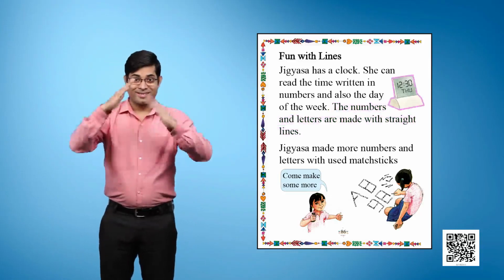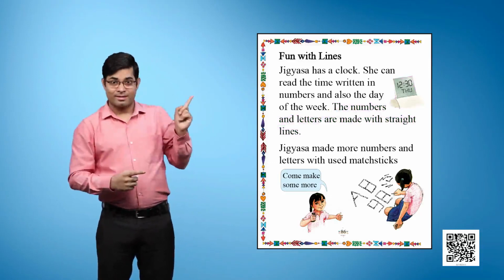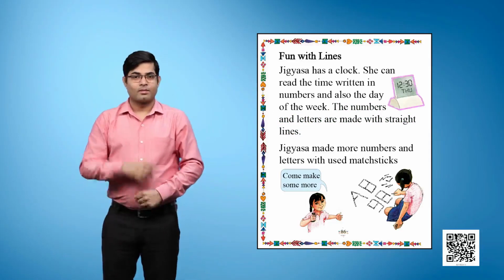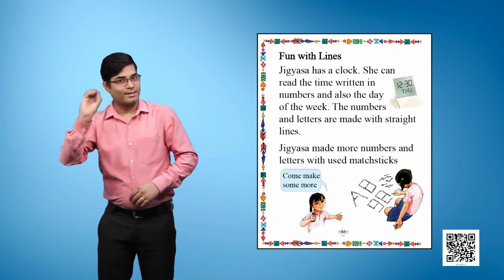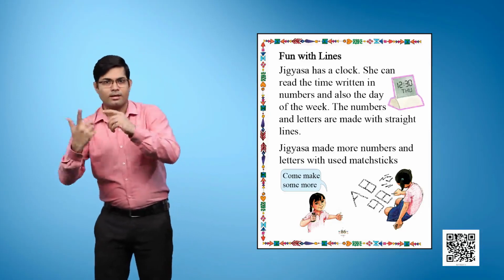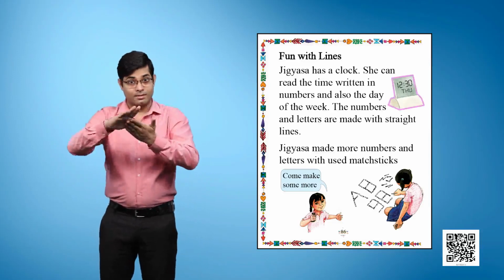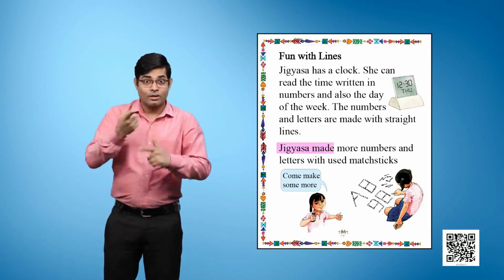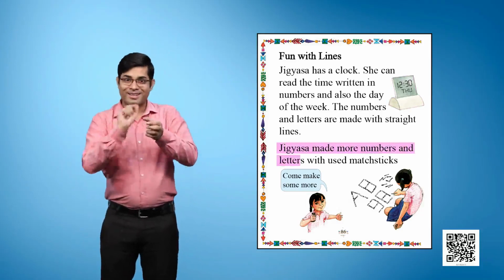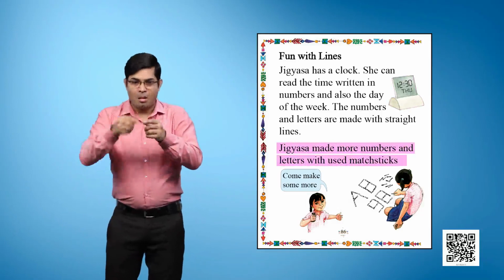Picture 1 shows a table clock showing the time 12:30 and THU written below the time. Jigyasa made more numbers and letters with used matchsticks.